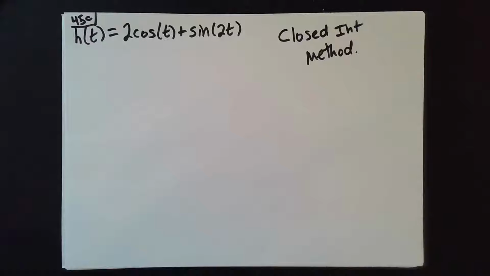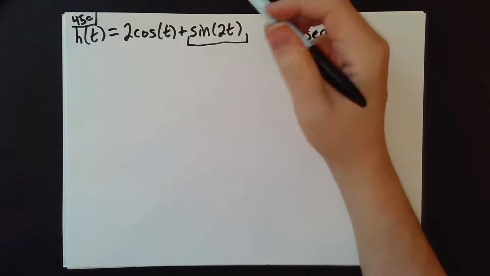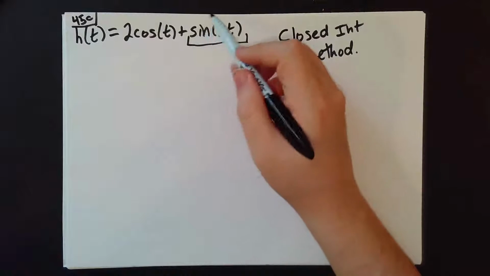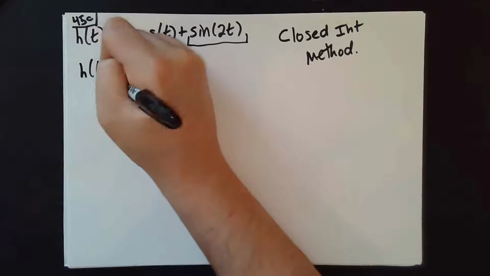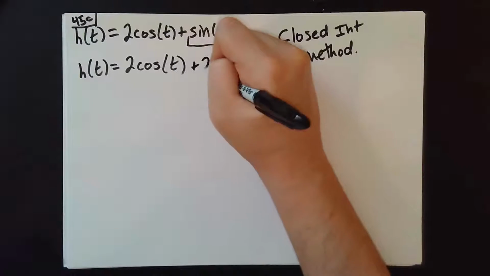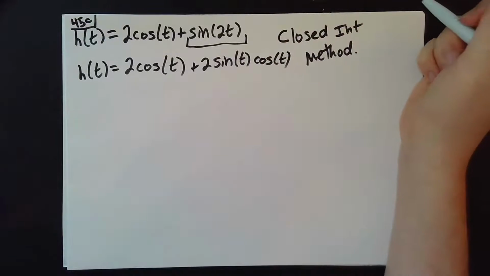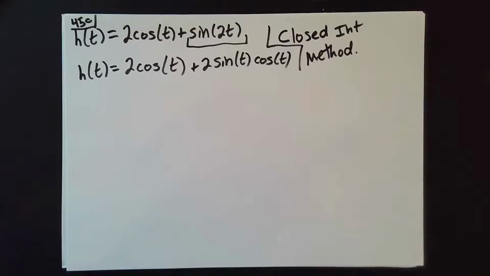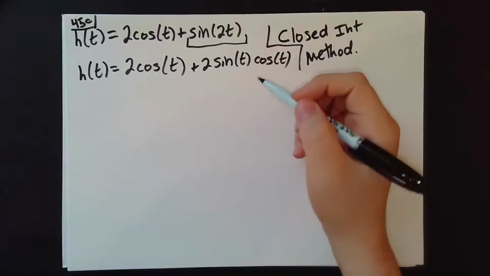Now, I'm not going to be able to take the derivative of this with this written as sine of 2t. In fact, what I'm going to have to do is use my formula for sine of 2t, the double angle formula, if you like, to rewrite this. So I'm going to rewrite this as h of t equals 2 cosine of t plus 2 sine of t cosine of t. Okay, so I can now go ahead and take the derivative here.